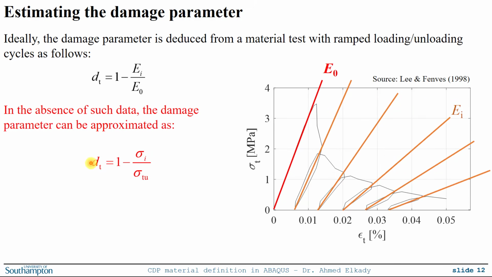The same thing applies if you are looking in tension. You can do the same situation in tension, loading, unloading, and then you can evaluate explicitly the damage parameter. But if you don't have this kind of cyclic data, then you can just approximate dt using this formula over here.